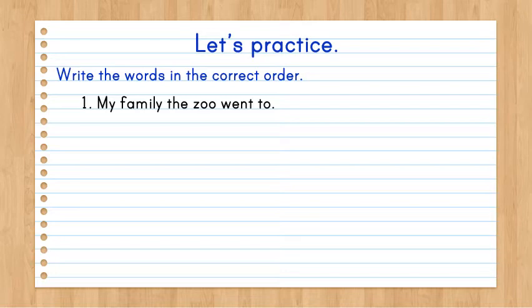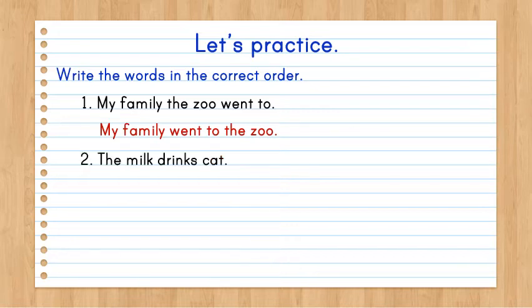So the subject here is my family. So what is the verb here? The verb here is went. And the object should be the rest of it. Alright, so the first one should be my family, the subject, followed by the verb went. So the correct sentence is: my family went to the zoo.